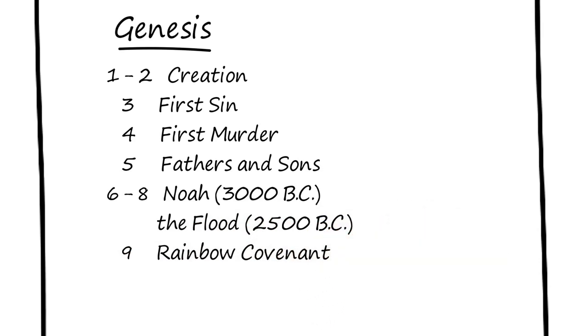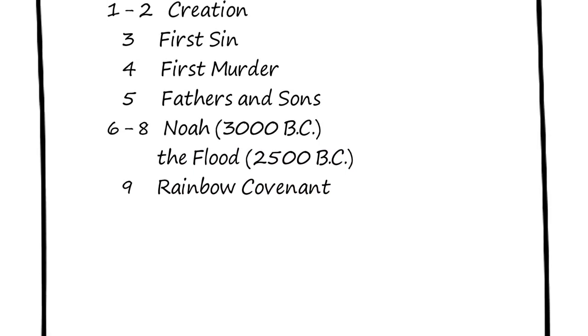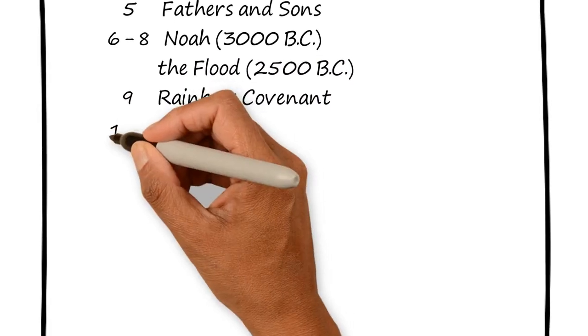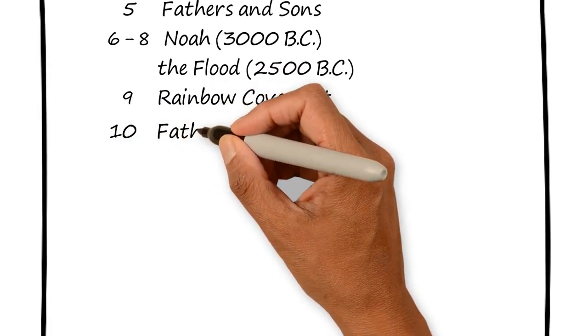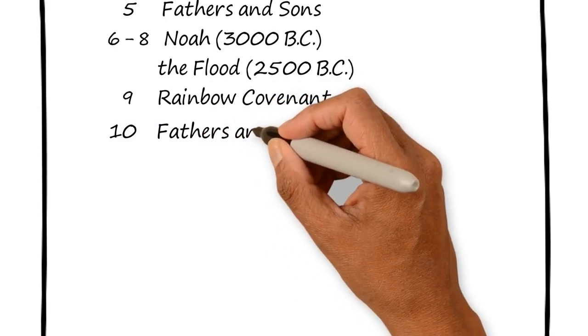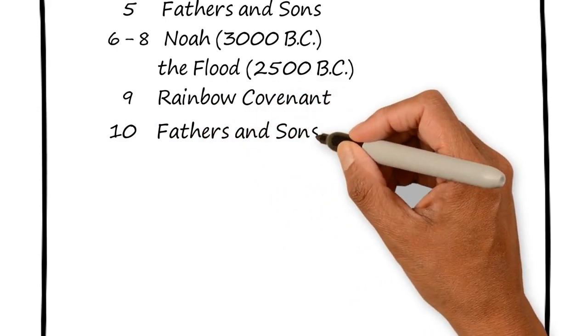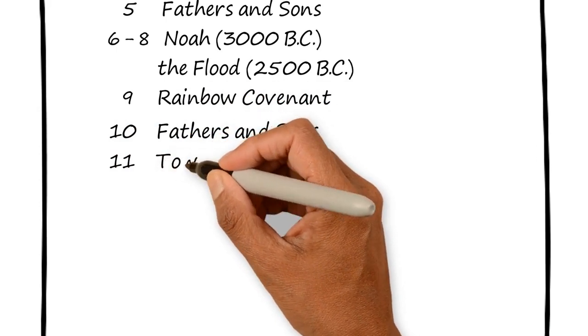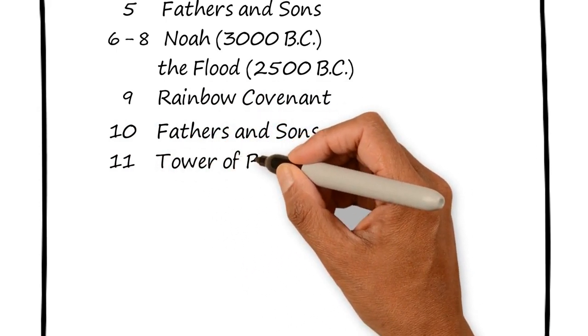Let's add 3 more chapters to your list to remember. Chapter 10 is more genealogies, so again, let's call that Fathers and Sons. Chapter 11 is about the Tower of Babel. This is easy to remember if you think of the number 11 as the shape of a tower.